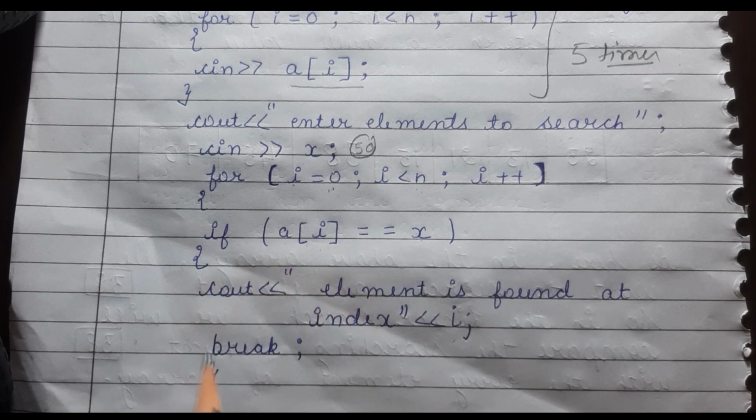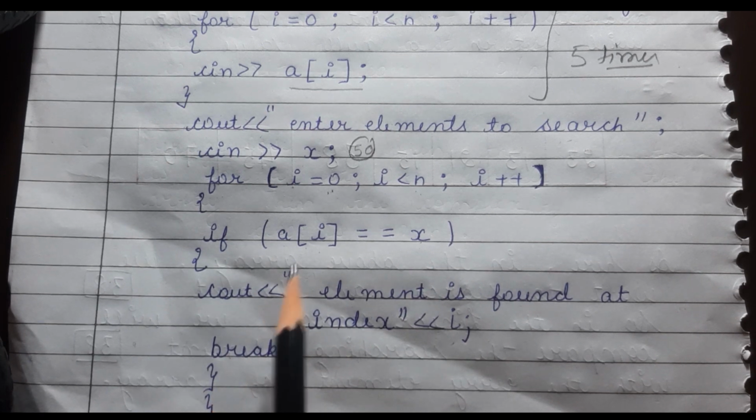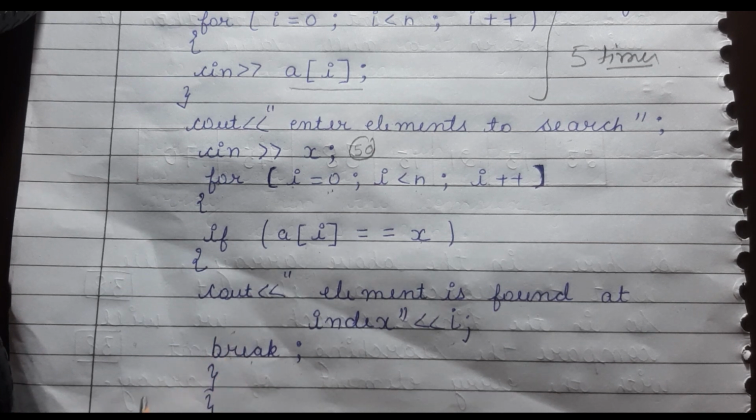And if the element is found in the array, it means now there is no need to move to the next iteration. So that's why here I implement the break statement. When this condition value is true, it will display the message that element is found at index i, and after that break is encountered, and when break is encountered, control jumps out of the if structure or for loop.